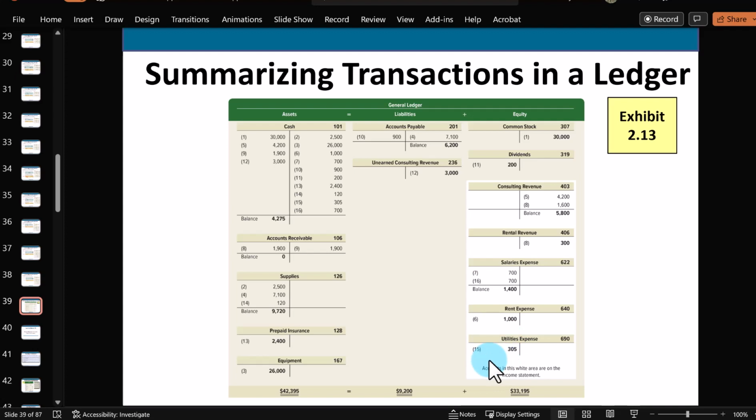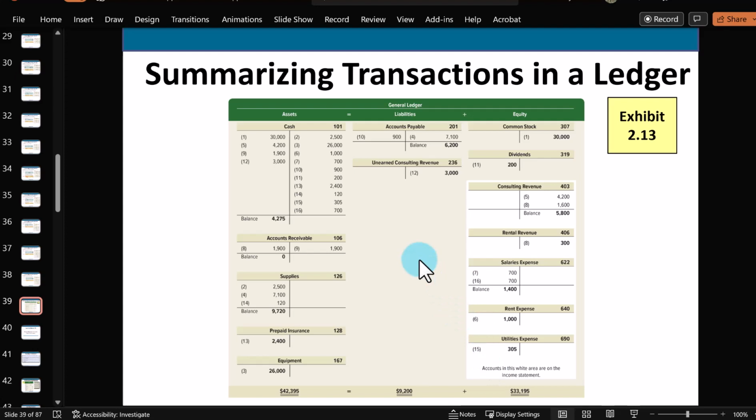And what we're going to do in the next video is take those balances and put them on a document called a trial balance that is very useful to accountants. It's not the same thing as those financial statements, which we'll also cover in the next video.